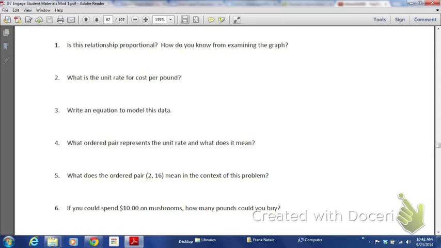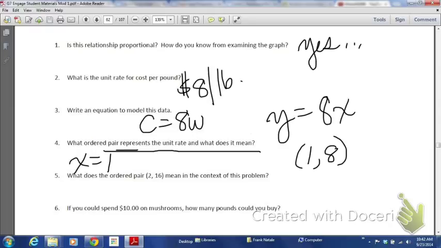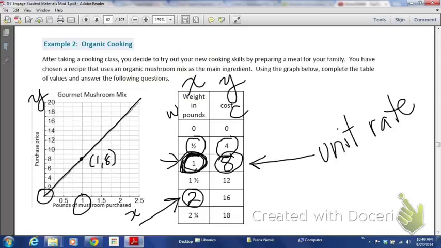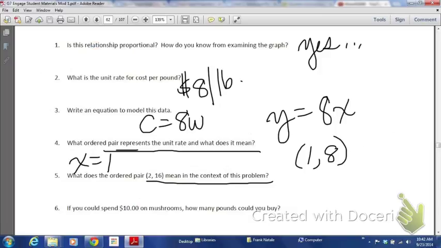Okay? What does the ordered pair 2, 16 mean in context of this problem? We just look at the table, 2 and 16, that's right here. So where you bought 2 pounds of mushrooms, it cost you $16. That's what it means in context of this problem. And again, they're always trying to get you back to the problem, to know these aren't simply numbers to put in parentheses with a comma between them, but they actually mean something.